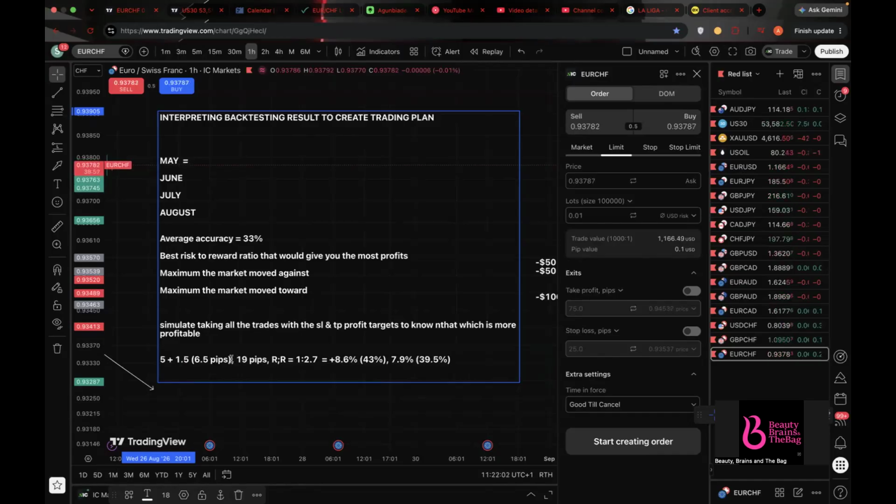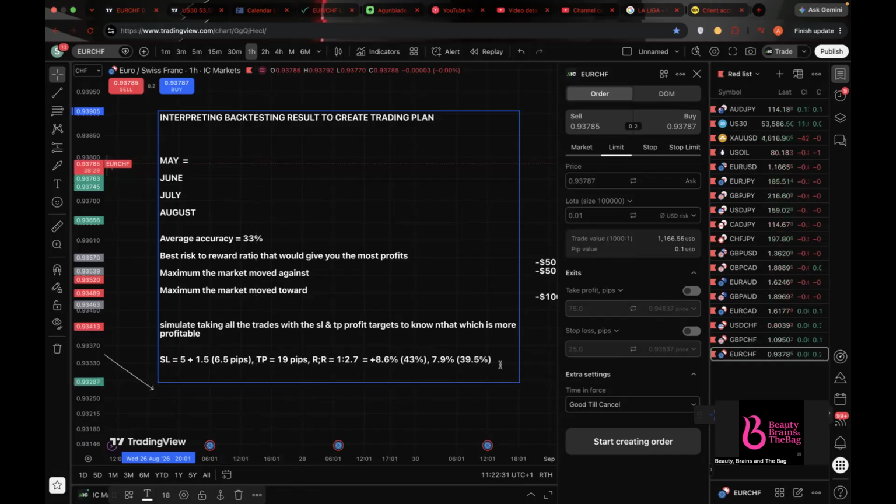So let me tell you something here. When you are doing your backtest, sometimes you're going to get a plan that is working very, very well. But then at some point, you just think, what if I do this? What if I do this? What if I do this? Is that going to make me more profitable or less profitable? You try it out to see.